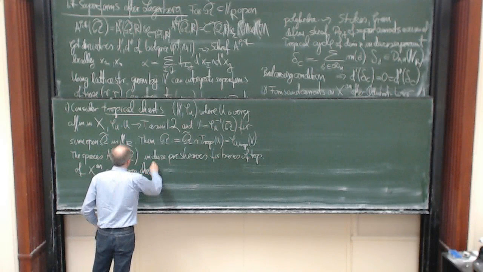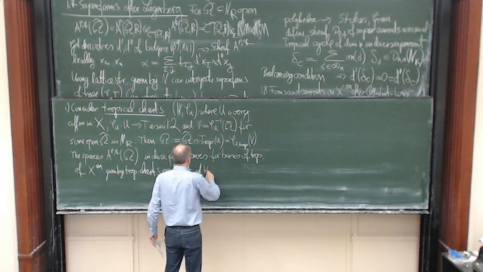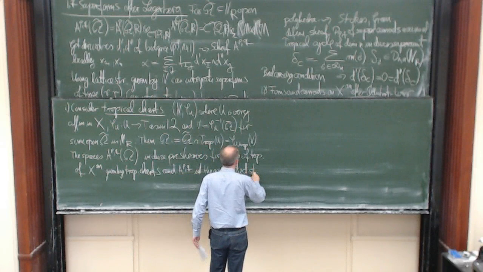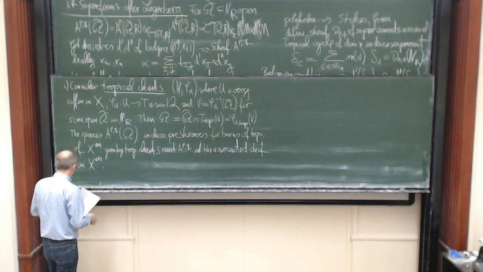tropical charts, and APQ denotes again the associated sheaf on this Berkovich space. So you have a B-graded sheaf now. Let me give you some properties.